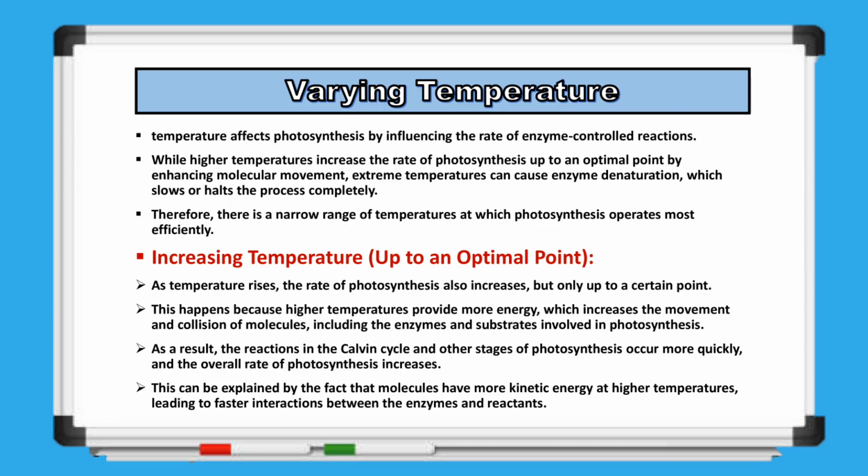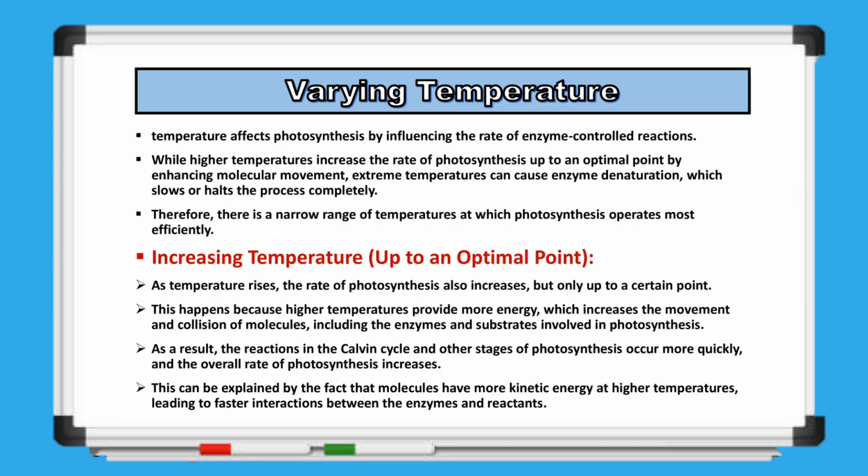Well, as the temperature rises, the rate of photosynthesis also increases, but only up to a certain point. That's because higher temperatures give the molecules more kinetic energy, which means the enzymes and the raw materials, like carbon dioxide and water, move faster and collide more often. This leads to faster reactions in the Calvin cycle and other stages of photosynthesis, so glucose is produced more quickly.